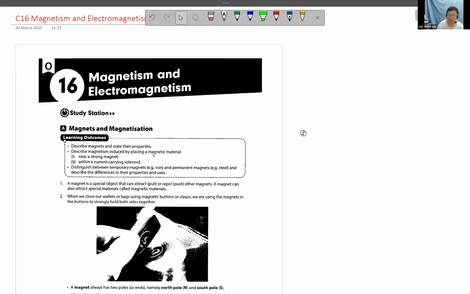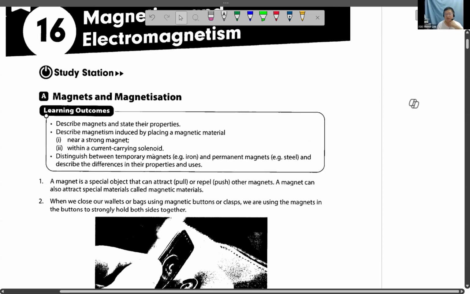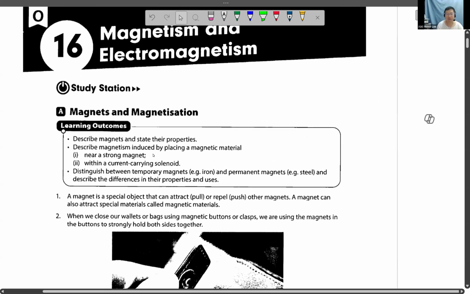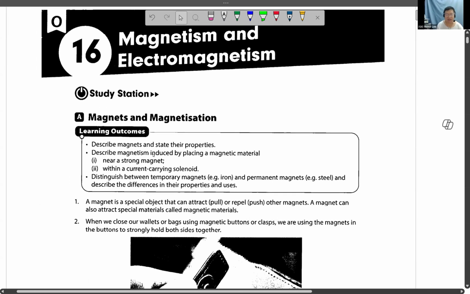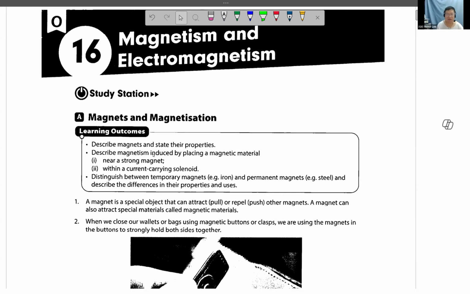Okay, so this one is on the second last chapter, magnetism and electromagnetism. First of all, we need to understand a little bit about magnets and magnetic materials that are attracted by magnets. And later on, we talk about electromagnets, current producing magnetism.